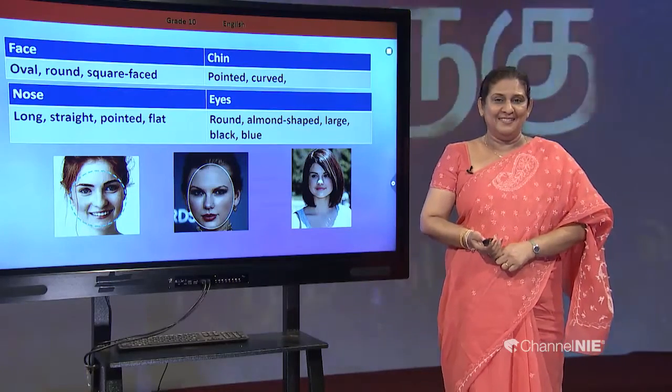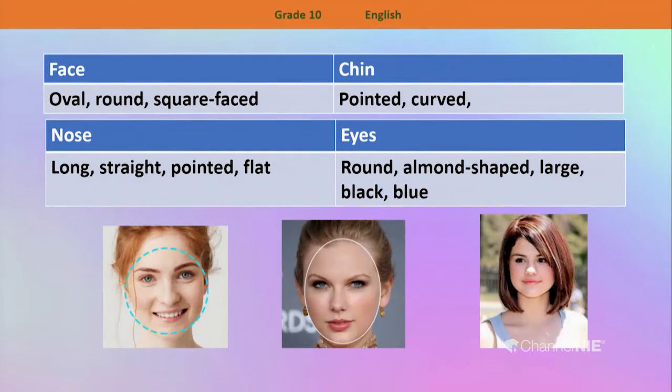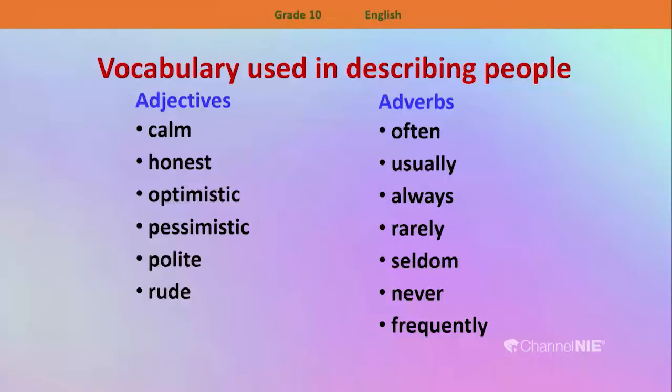And eyes. Yes, some people have round eyes, almond shaped, large eyes, black eyes, blue eyes, and some have brown eyes like our friend Lanka. All right, now I think you got a clear idea how to describe a person using different words. So let us do a small activity. It's not an activity actually, we want to show you the vocabulary that we can use in describing a person.